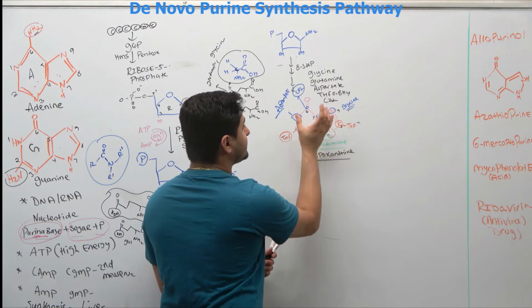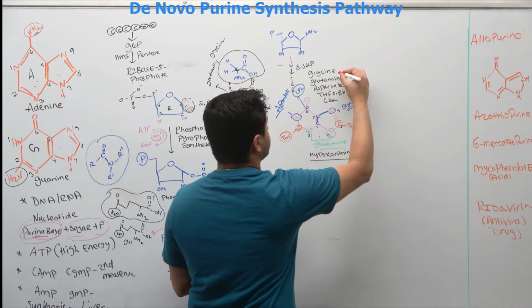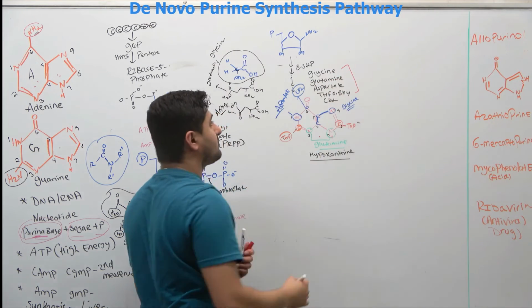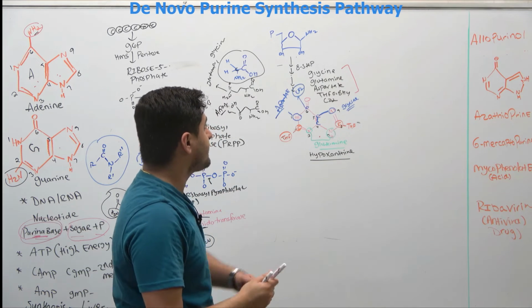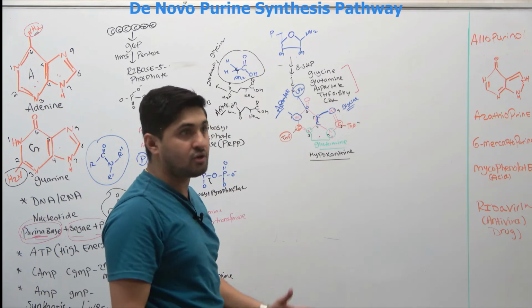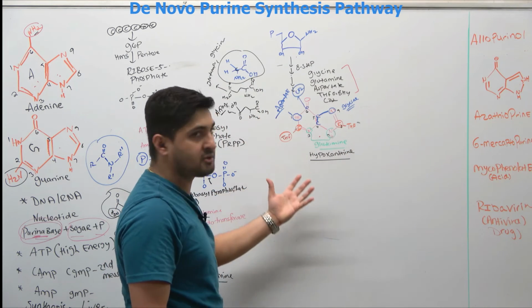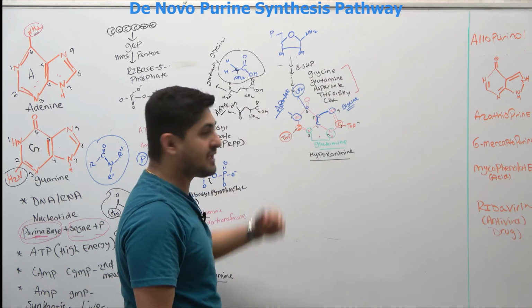To synthesize, let's say, adenine and guanine, they come from these amino acids: glycine, glutamine, aspartate, THF, and carbon dioxide. So you have to remember this. Sometimes they can ask you what amino acids are actually used to form this two-ring purine-based structure.